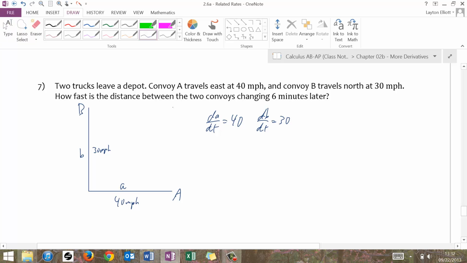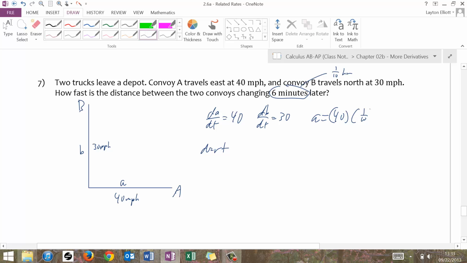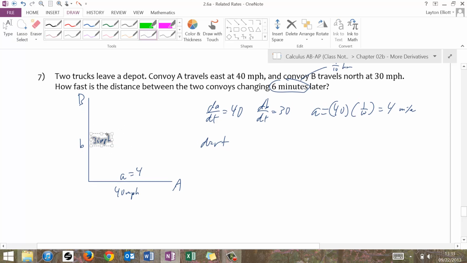How fast is the distance between the convoys changing 6 minutes later? So 6 minutes after they leave. Well, distance is equal to rate times time. So the distance for A is equal to A's rate, 40, times 6 minutes. Now 6 minutes is 1/10 hour. So 40 times 1/10 is equal to 4 miles. So I know that when I take my snapshot, A is equal to 4.